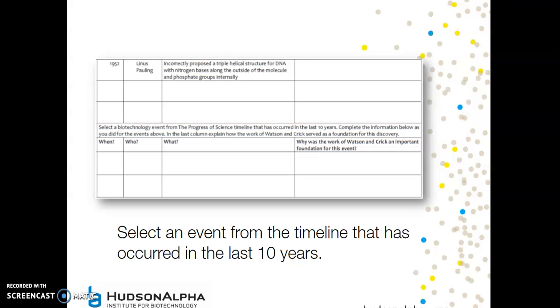It ends on the 1952 with Linus Pauling, but then it tells you to select a biotechnology event from the last 10 years. So you would scroll up to the years 2010 to 2020 on the timeline and pick an event from that time period that you think would be worthy enough to put on our chart. Some discovery within the last 10 years that has built on the work of Watson and Crick.